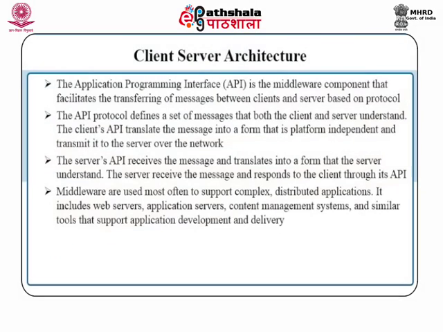The Application Programming Interface (API) is the middleware component that facilitates the transferring of messages between client and server based on the protocol. The API protocol defines a set of messages that both client and server understand. The client's API translates the message into a form that is platform independent and transmits it to the server over the network. The server API receives the message and translates it into a form that a server can understand. The server receives the message and responds to the client through its API.